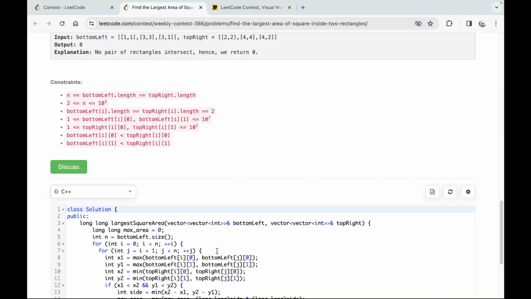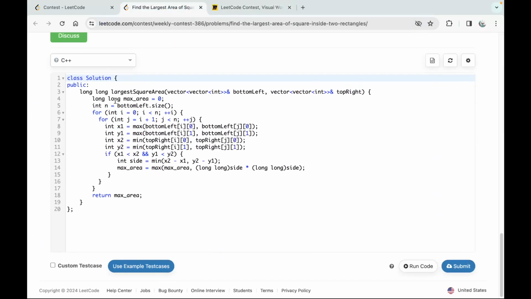So let me show you the code. See, now the code here is you take max area, initialize it to 0, right? And you take n, where n is the number of rectangles that you have. You can get it from either the top right or bottom left array. After that, you are iterating over all the rectangles and you are checking x1, y1. This x1, y1 is the bottom left corner of the intersecting part, and x2, y2 is the top right corner of the intersecting part, right?